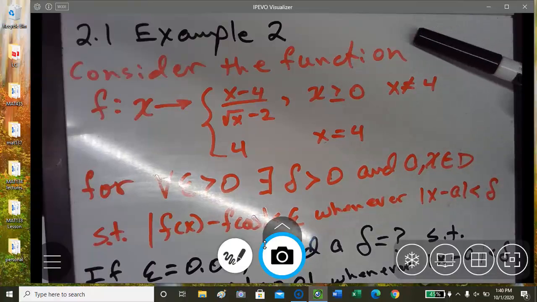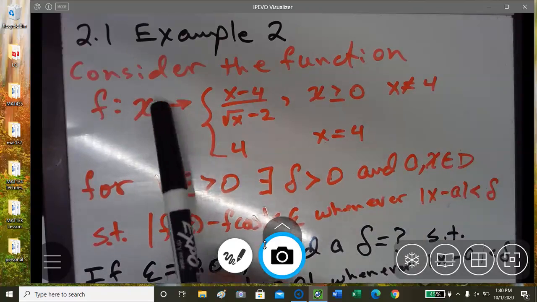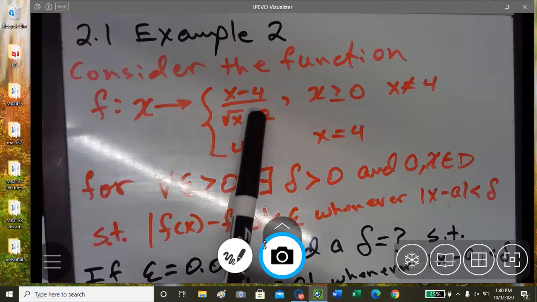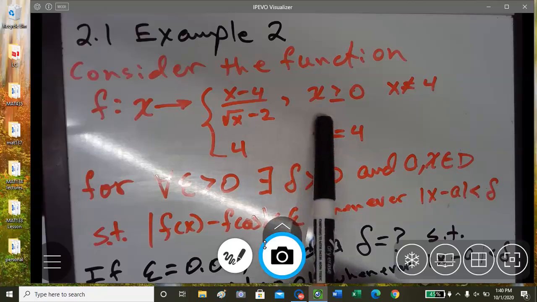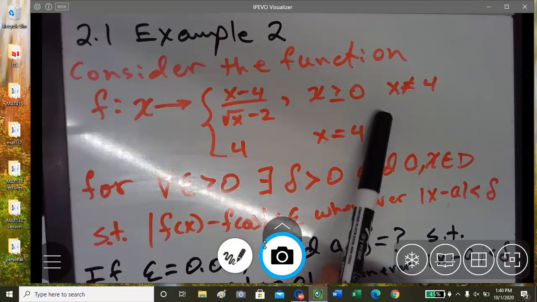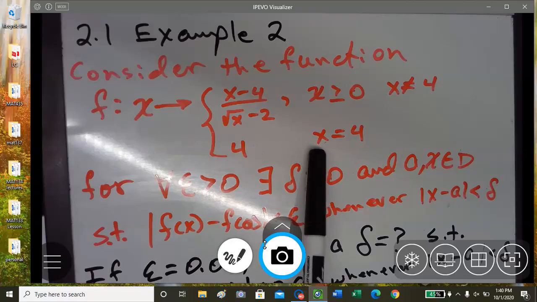Lesson 2.1, example number 2. We're considering the function f of x as x approaches 4, f of x equals x minus 4 over the square root of x minus 2 when x is greater than 0 and x does not equal 4. And also this piecewise defined function when x equals 4.